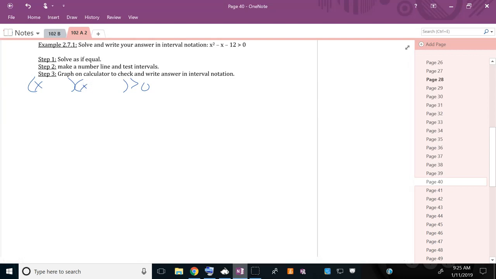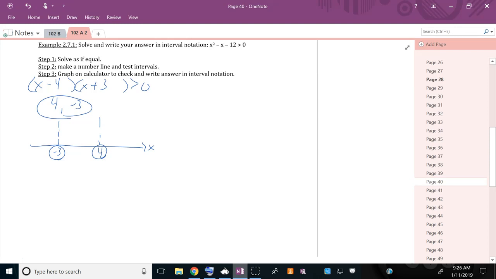So numbers that multiply to negative 12 and add to negative 1 are negative 4 and positive 3. So I get positive 4 and negative 3 as my two solutions. However, my answer is not x is greater than 4 and then x is greater than negative 3. This is going to be a little bit more complicated than that. I'm going to make a number line of x values, and I'm going to put those numbers that we just got on here.